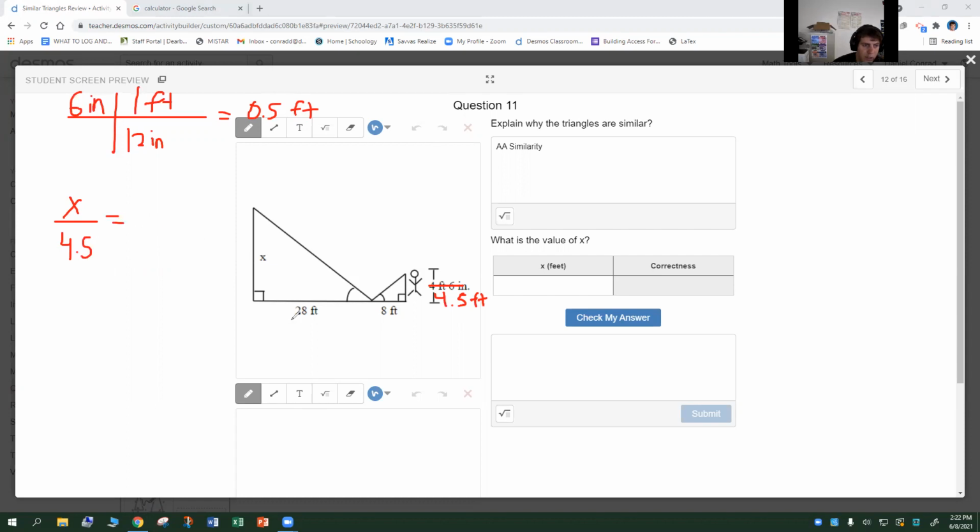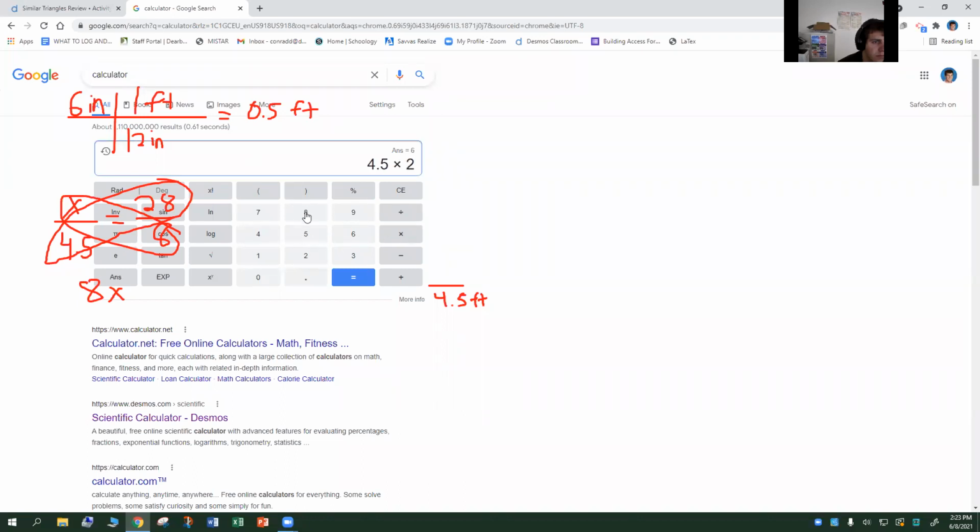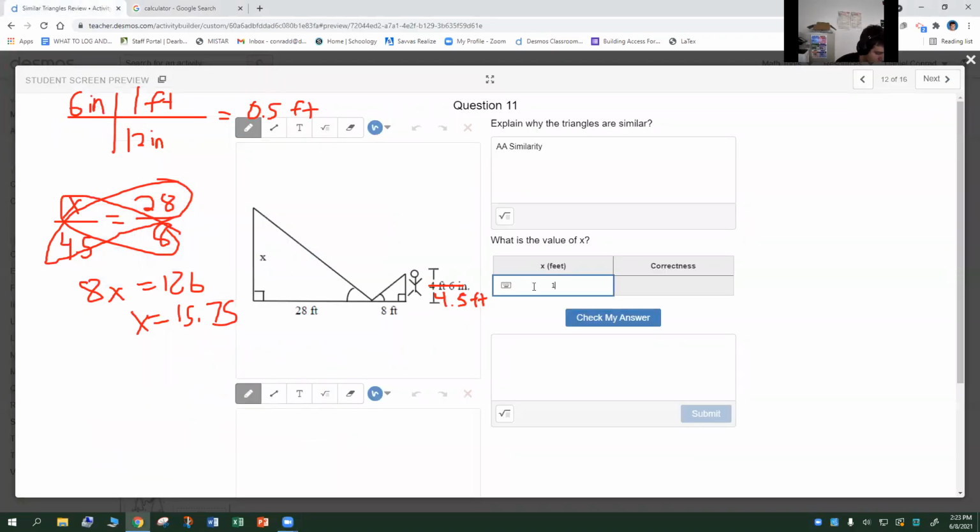Okay, if you started with the left triangle, we got to start with the left triangle again. So that's going to be 28 over 8. We can then cross multiply. So we get 8x. Let's see, that would be 56, 112, 126. Yep. So that's going to be 8x equals 126. And then we can divide both sides by 8. This is going to give us 15.75. We got to see what we got to put in as the answer. 15.75. Yep.